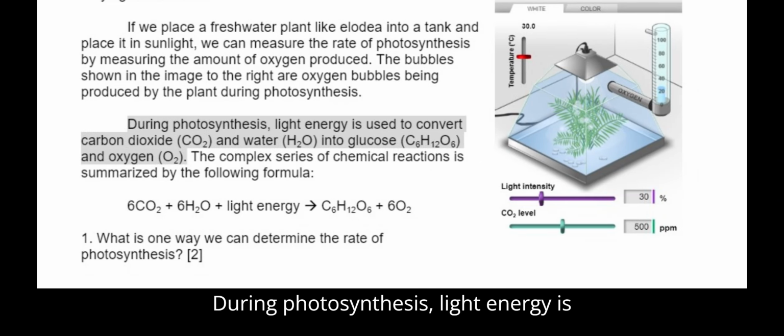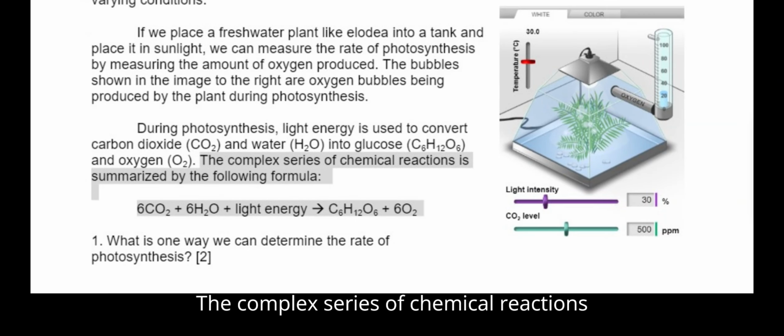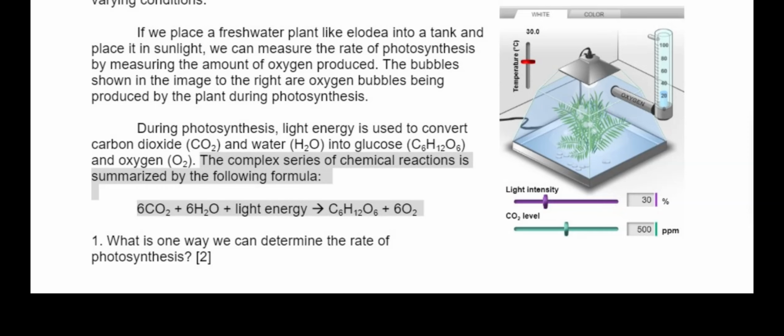During photosynthesis, light energy is used to convert carbon dioxide, CO2, and water, H2O, into glucose, C6H12O6, and oxygen, O2. The complex series of chemical reactions is summarized by the following formula. 6CO2 plus 6H2O plus light energy produce C6H12O6 plus 6O2.